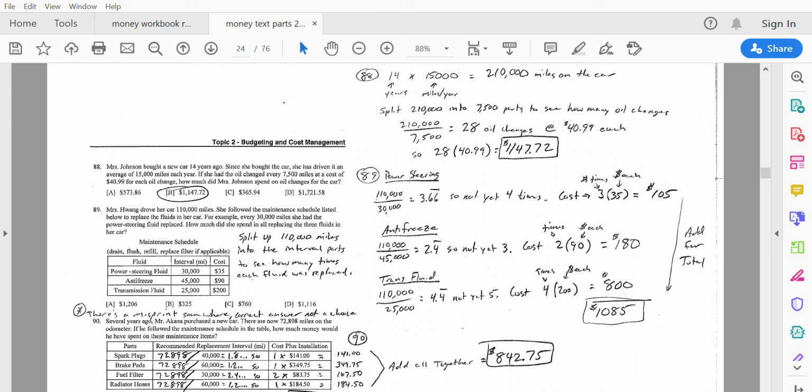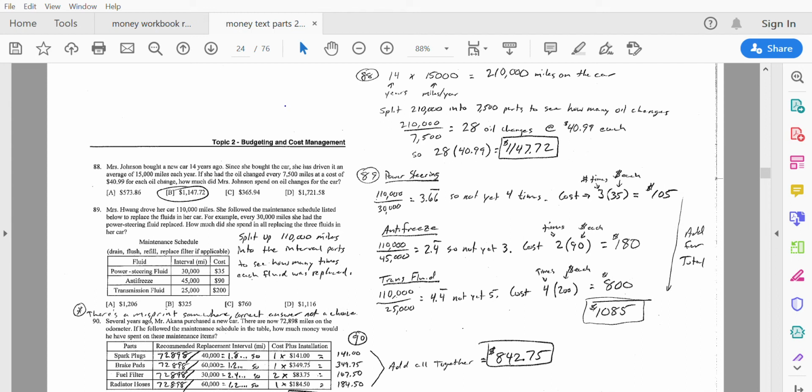All right, let's look at number 89. Looks like there's a lot of information here, so let's take a look. It says they drove her car 110,000 miles. She followed the maintenance schedule listed below. That maintenance schedule is just their recommendations on when you should change things and fix things.